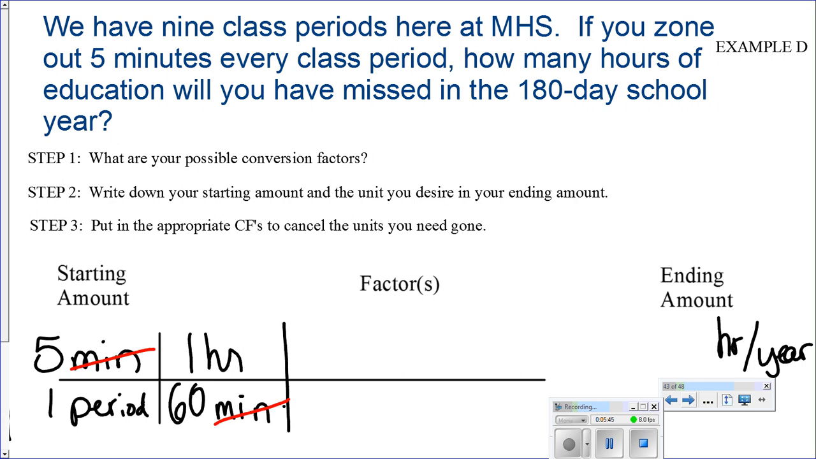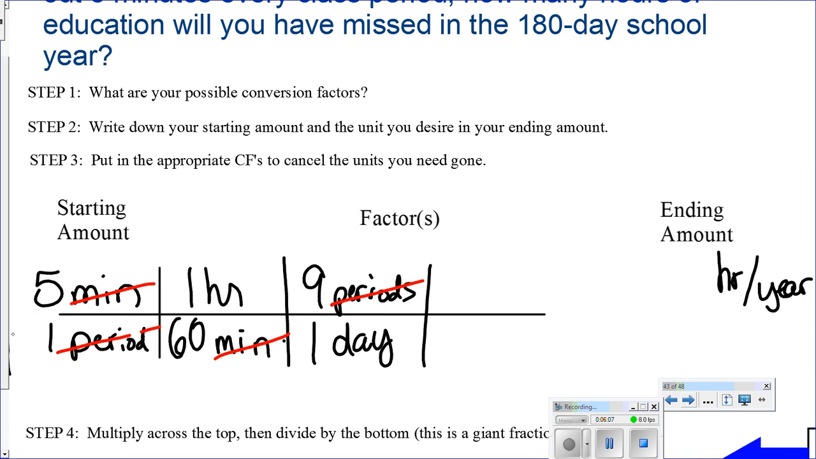Now I need to deal with periods. In Marcellus High School, we have 9 periods per day. So 9 periods on top to allow that to cancel is equivalent to 1 day. Periods are gone. Now we have days left, so I need to turn days into years. Typically we would use 365, but since this is only school days, we're going to have 180 days being equivalent to 1 year. Of course, it's not accurate to the calendar, but it works for the school calendar.